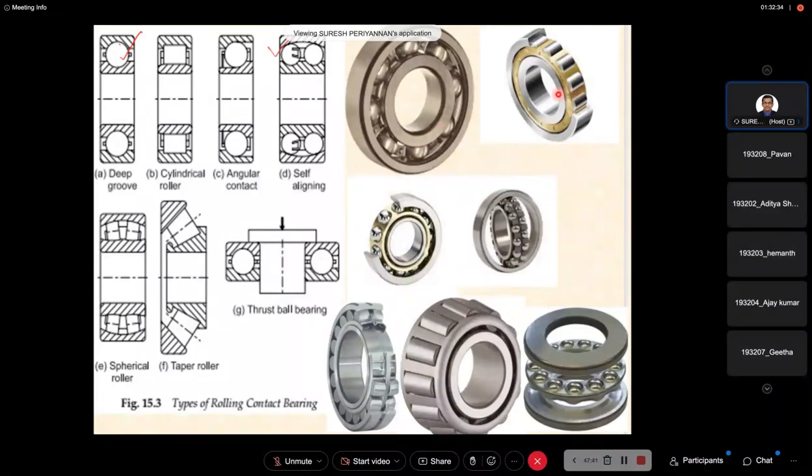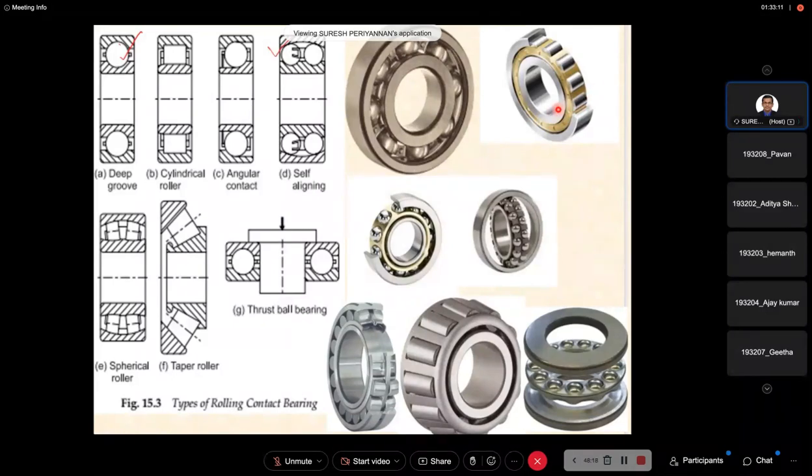Here the disadvantage is that we can't go for self-aligning bearings; these are not self-aligning. We will discuss later how self-aligning bearings can be designed. Also, more noise will be generated, obviously, because the ball bearing has point contact but the roller bearing has line contact. Obviously it is going to be more noisy.